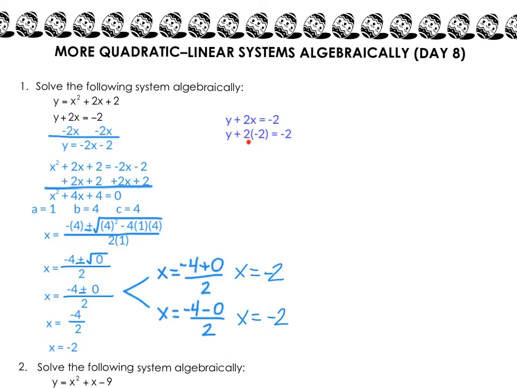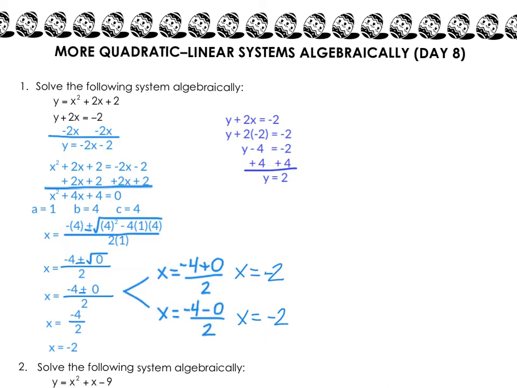So y plus 2 times negative 2 equals negative 2. Simplify 2 times negative 2 to become this y minus 4 equals negative 2. And then to get y by itself, we need to add 4 to both sides. And then negative 2 plus 4 gives me y equals 2. So that's my y value.